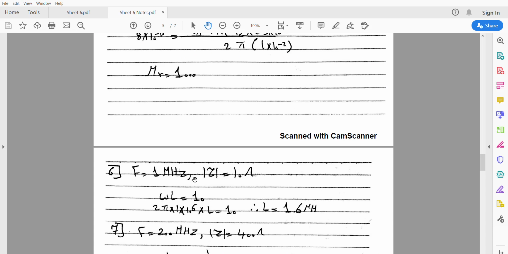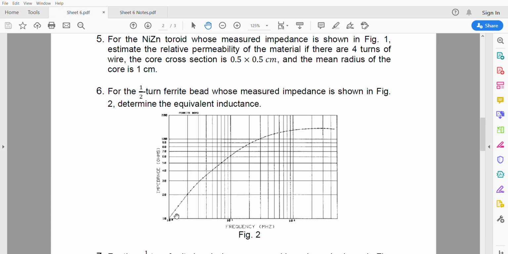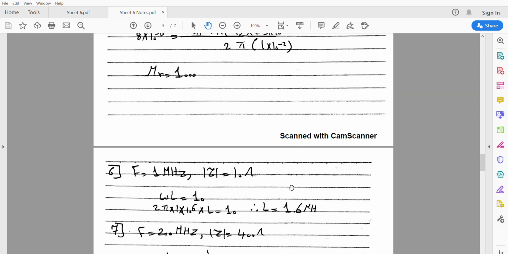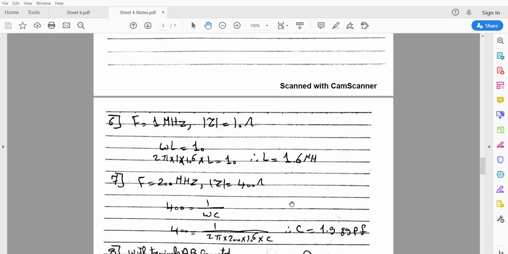So by equating, 10 equals omega L, since we need to determine the value of inductance. So 2 pi f, with f equal to 1 megahertz, multiplied by L, which you need to determine, equals 10, which is the value of the impedance from the graph. Here 10 power 0 represents the frequency and 10 is the value of impedance. So we get the value of the inductor as required.